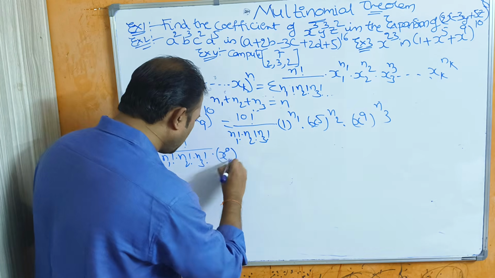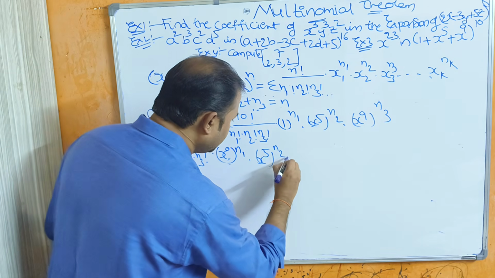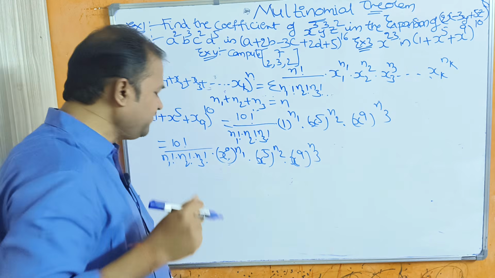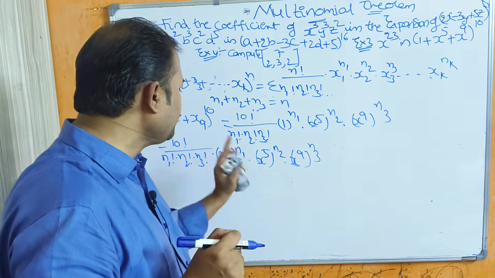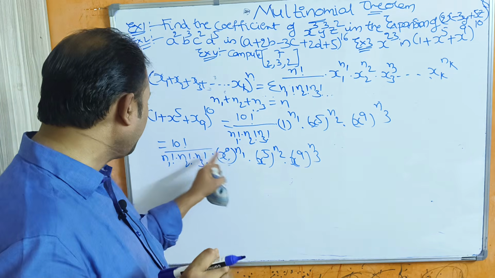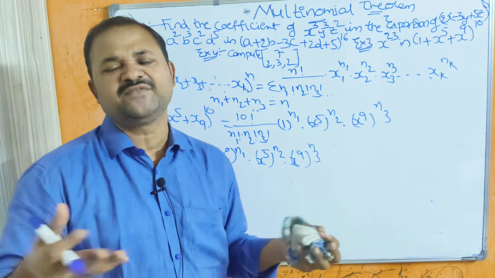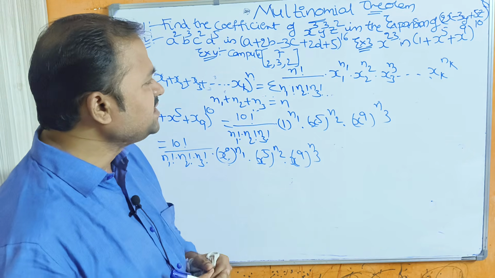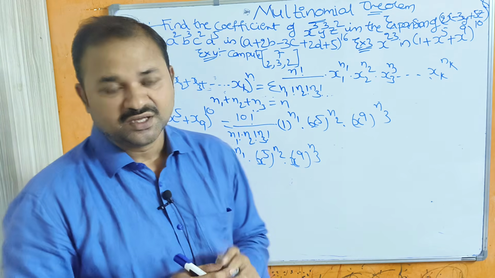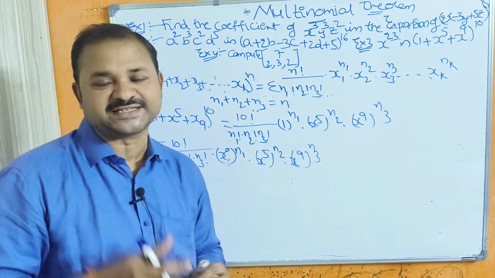So x power 0 whole power n1 into x power 5 whole power n2 into x power 9 whole power n3. Now we have to assume n3, n2, n1 values. So by adding n1, n2, n3, we have to produce this 10 as the result. Why? Because we know the formula for n equal to n1 plus n2 plus n3. N is given, and here we have to find out the coefficient of x power 23. So here we have to get the 23 as the result. So we need to satisfy both these constraints.